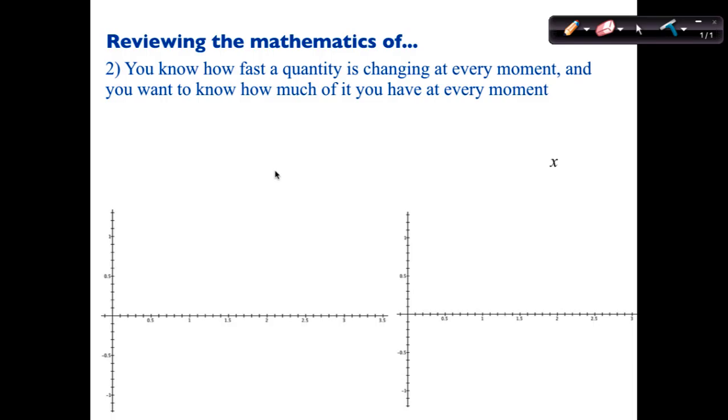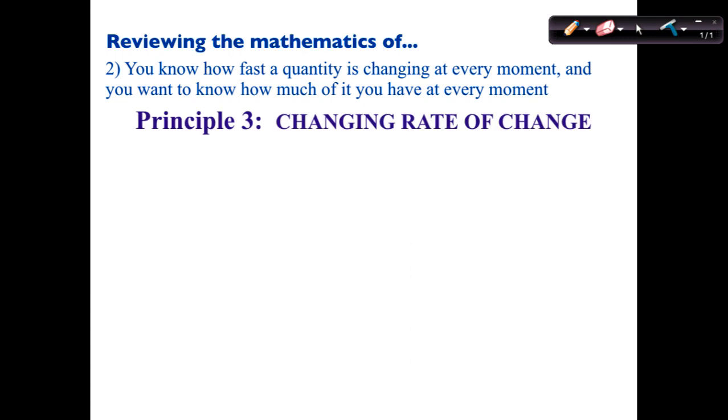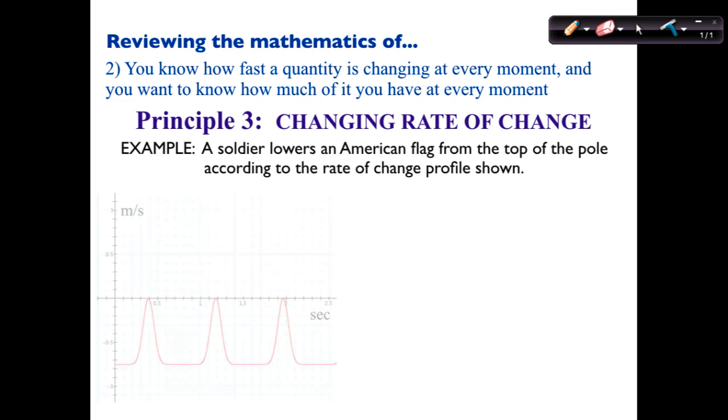All right, so we're on our journey here of knowing how fast the quantity is changing at every moment. You want to know how much of it you have at every moment. And principle 0 was variables vary. Principle 1 was constant rate of change. Principle 2 was a net accumulation function. We've talked about all those. So principle 3 is changing rate of change.